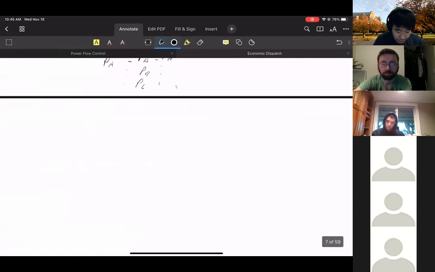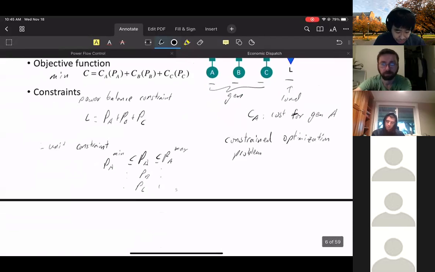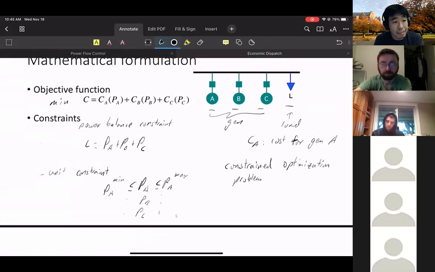So, anybody have an idea how to solve this? Who has no idea how to solve this problem? I'm assuming a lot of people have no idea how to solve this. Okay, so we're going to go slow. Constraint optimization is a huge field. For example, most of my research you can think of as working with constraint optimization problems.